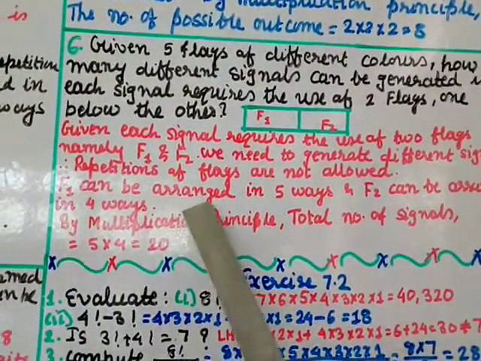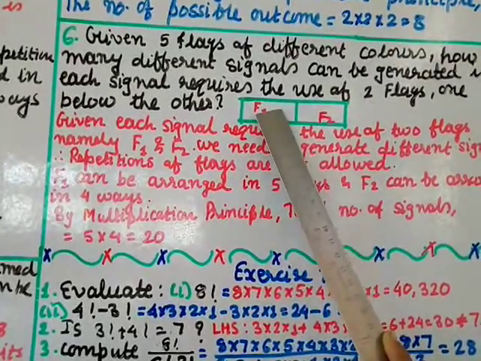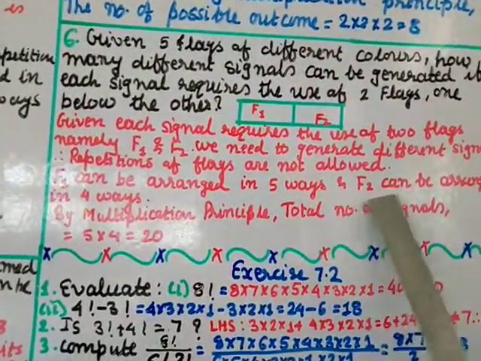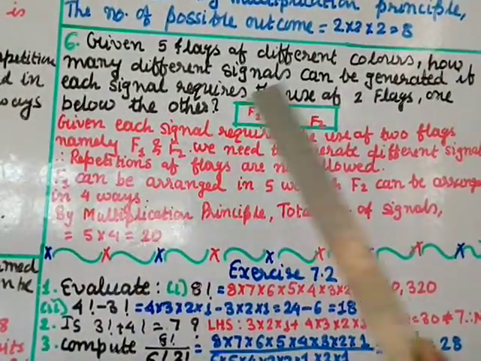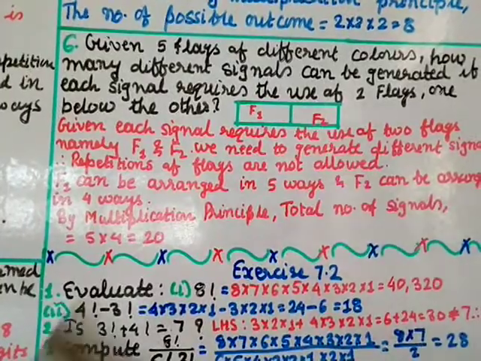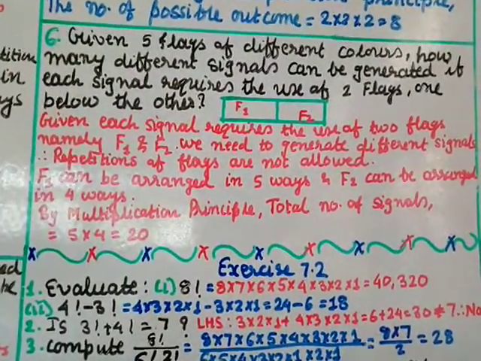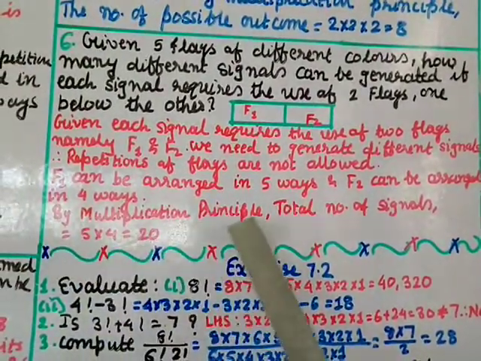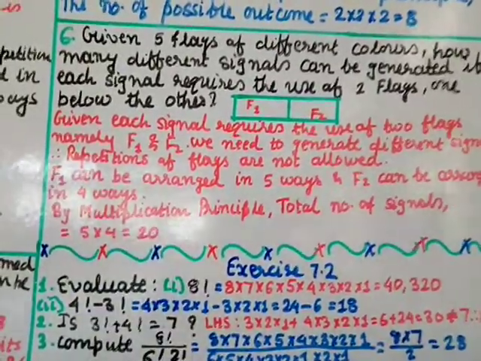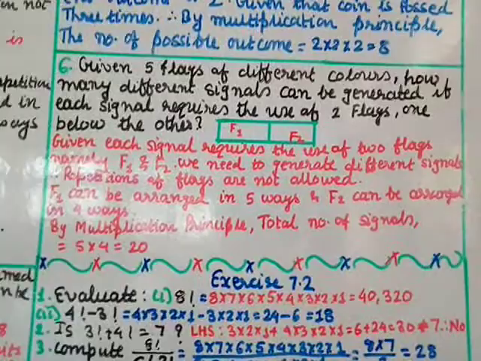Therefore, F1 can be arranged in 5 ways. Since 5 flags are there, this one can be filled in 5 ways. And F2 can be arranged in 4 ways. Repetition is not allowed, so here 5 ways, then remaining will be 4. So this can be filled in 4 ways. Therefore, by multiplication principle, total number of signals will be 5 into 4, which gives you 20. So that is the answer for question number 6.